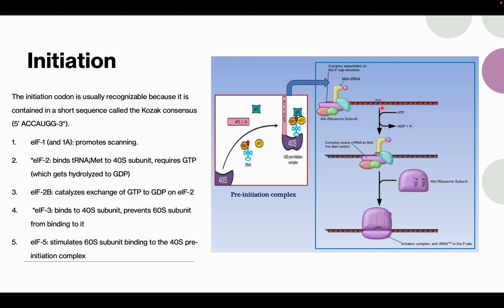So once it moves, it finds the start codon AUG, right? And then all the different initiation factors get released, and eIF5 stimulates the binding of the 60S ribosomal subunit to the small subunit. Once this complex is formed, the initiation is done, and what starts is the elongation.